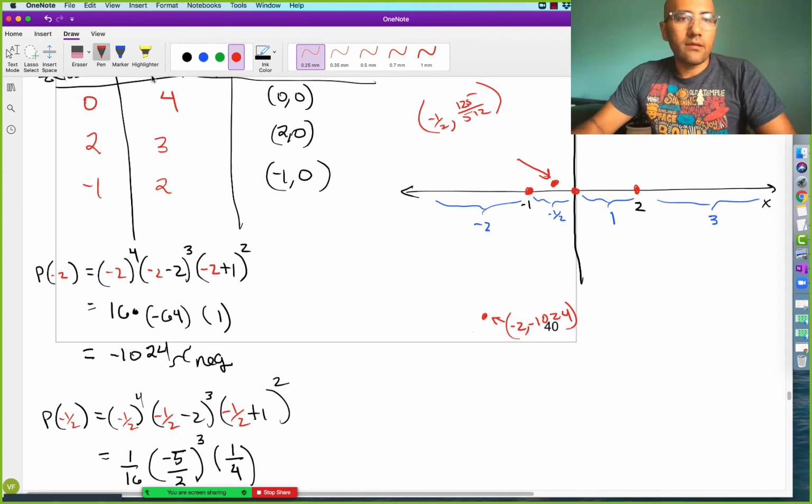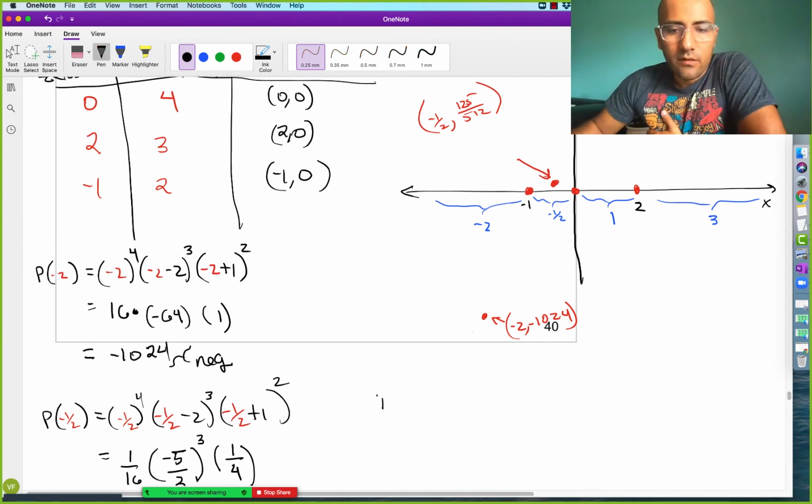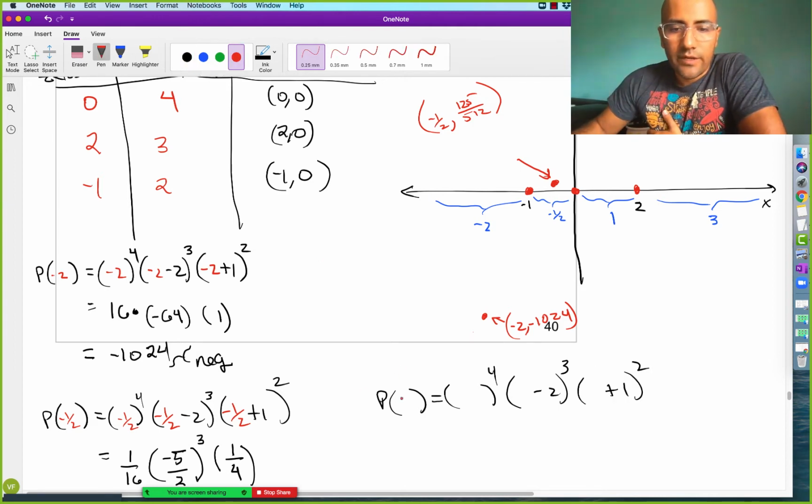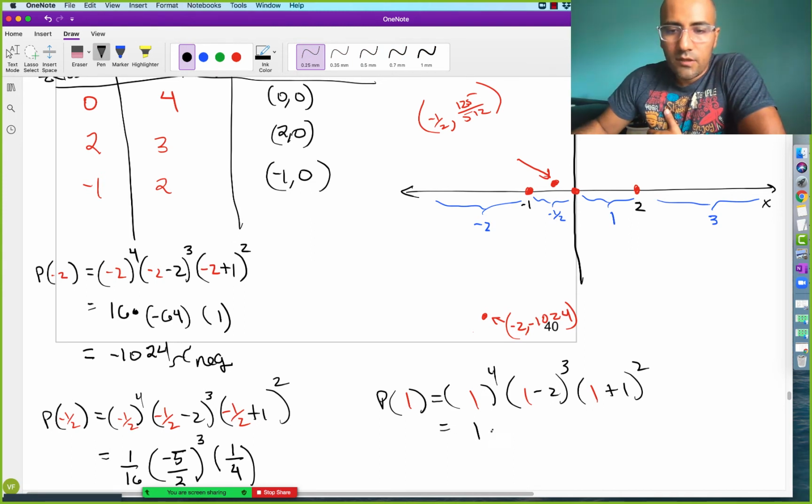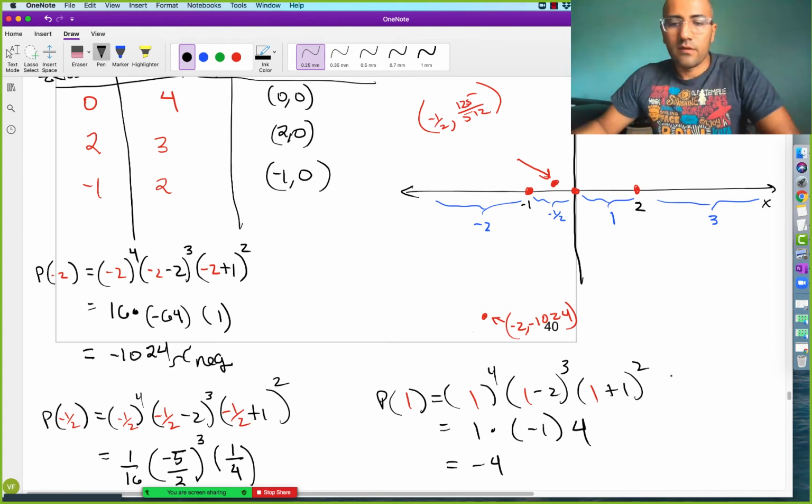The number 1, if we evaluate this at 1, p of 1 is going to be 1 to the 4th power minus 2 to the 3rd power plus 1 to the 2nd power. Plug in a 1 here: 1, 1, 1, and a 1. That's going to be equal to 1 times negative 1 to the 3rd power, which is negative 1, and then 2 squared, which is 4. Well, that one was easy. So we end up with negative 4. Finally, an easy one. Okay, good.